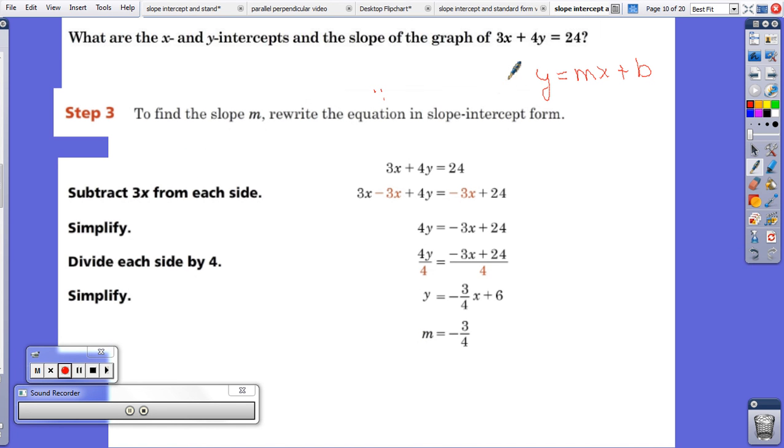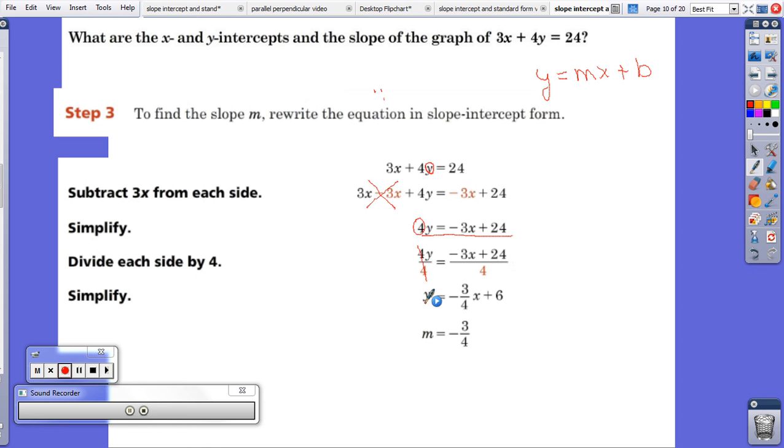So, there's a long process here. Let's look at it. Here is our function. We're going to subtract the 3x from each side, because remember, guys, we want to isolate the y. We're solving for y like we did in the literal equation. So when we subtract the 3x from both sides, to create that balance, 3x minus 3x, these go away. Then we have over here negative 3x plus 24. We're still not done. We have the 4 that we have to get rid of. So we're going to divide by the 4, divide by the 4, right?